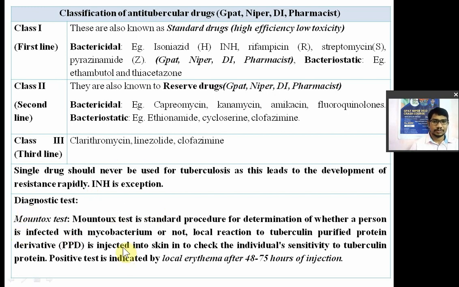इसमें क्या है कि tuberculin purified protein जो है वो इंजेक्ट किया जाता है and check किया जाता है whether patient is sensitive to tuberculosis or not. If it is sensitive, patient will have erythema 48 to 72 hours after injection. That is a positive test.